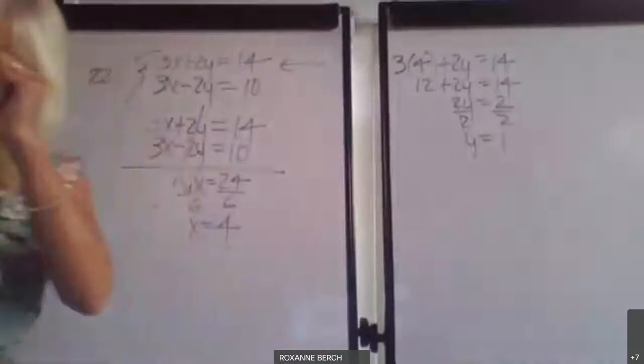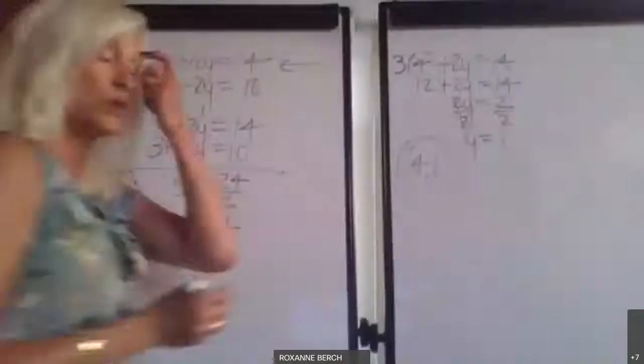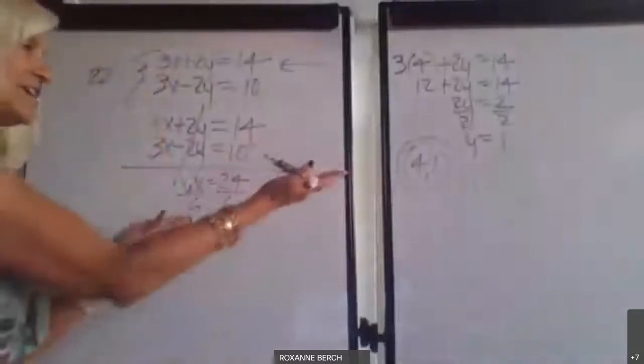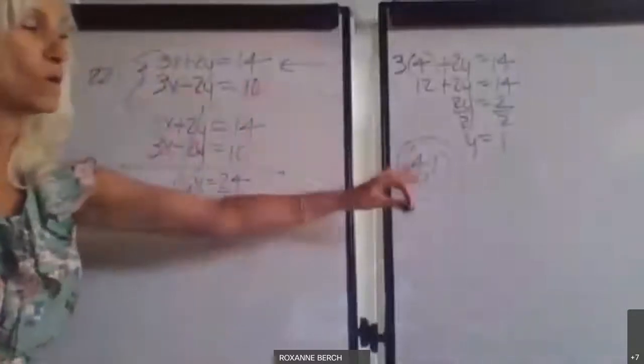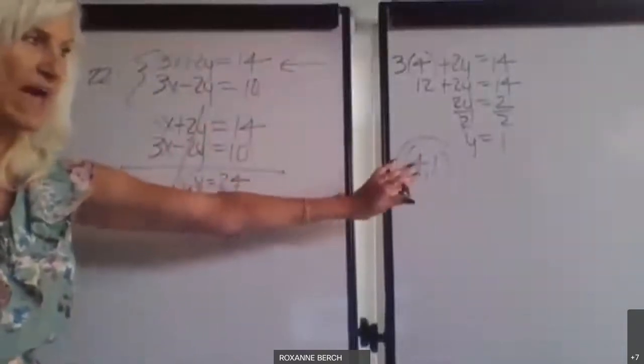So 12 plus 2y equals 14, so y is 1. So what pair? What's your solution where the two lines are intersecting? 4, 1. Thanks. So make sure you always write the ordered pair. It's not good enough to just write x, y. You're giving the ordered pair where the lines are intersecting. That's the solution. You must write that.